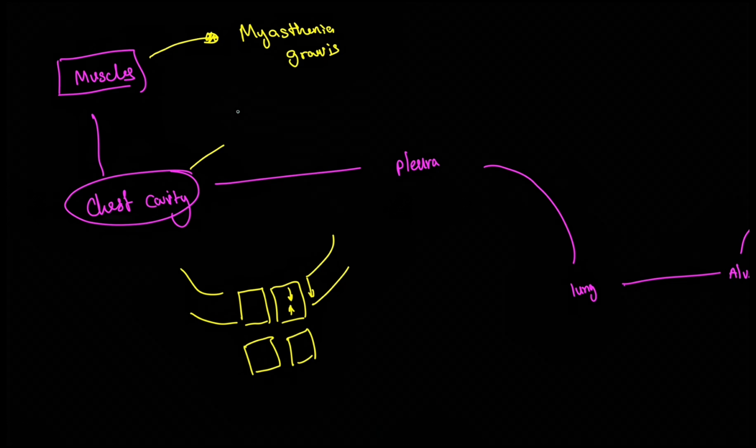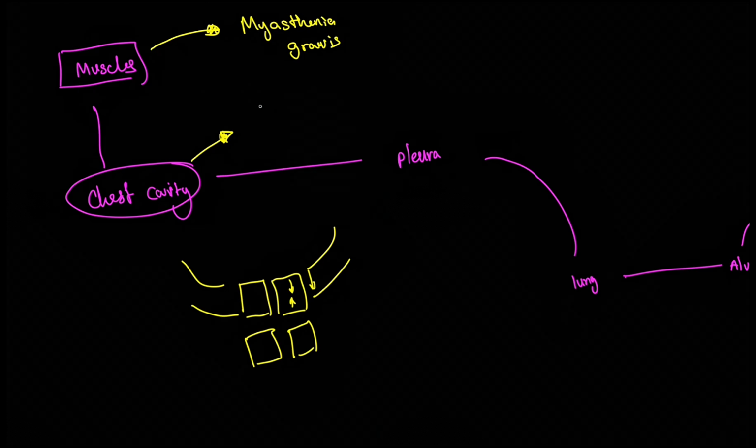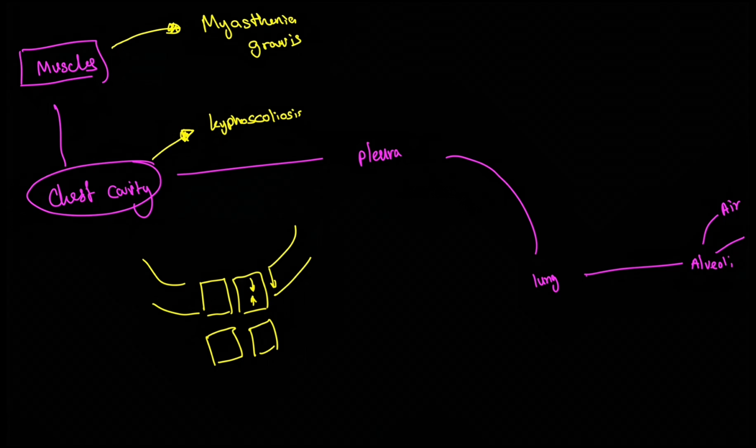So we have the chest cavity. We have kyphoscoliosis. If there is an abnormality in the chest cavity, like kyphoscoliosis, it might be really hard. The chest cavity might be smaller and harder to expand. And there is muscle weakness. And then we will have the pleura, and in the pleura, we will talk about pneumothorax, hemothorax, pleuritis. I'll talk about the clinical features in another video.